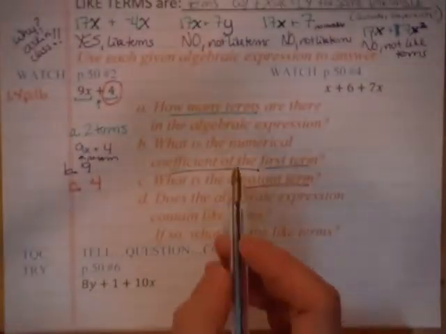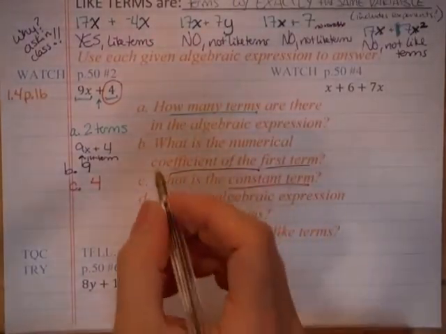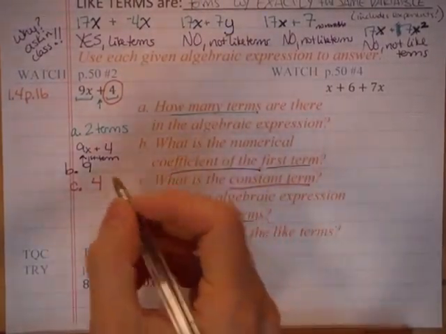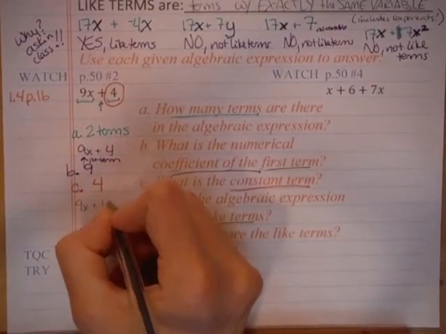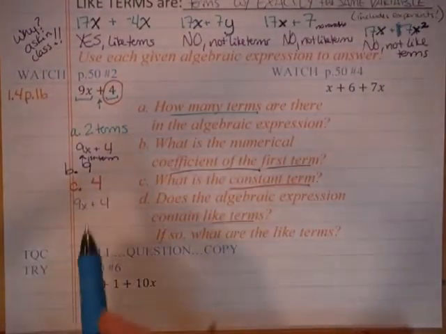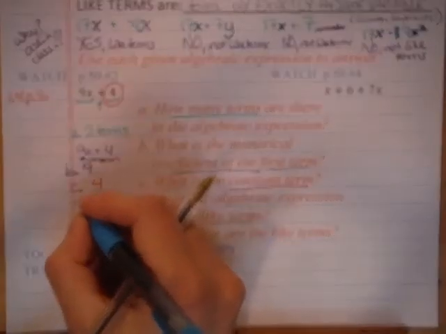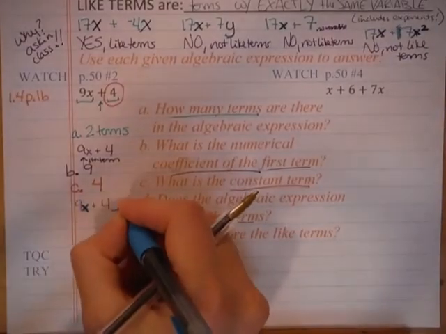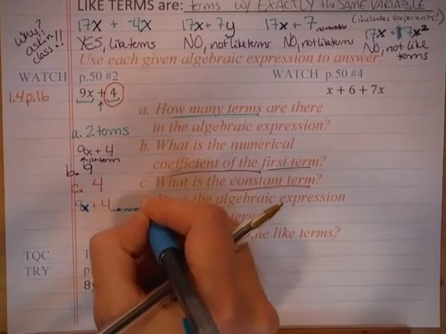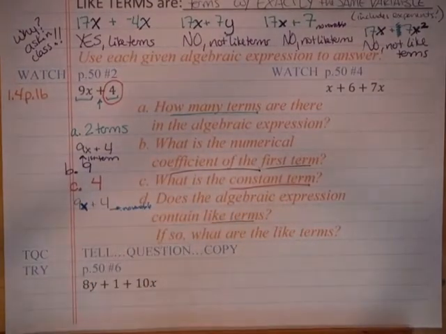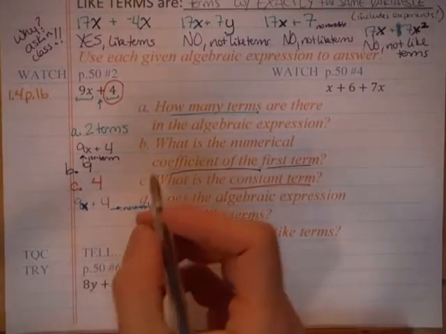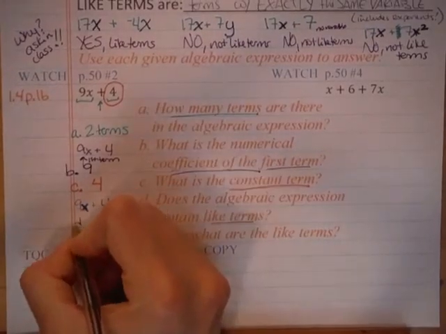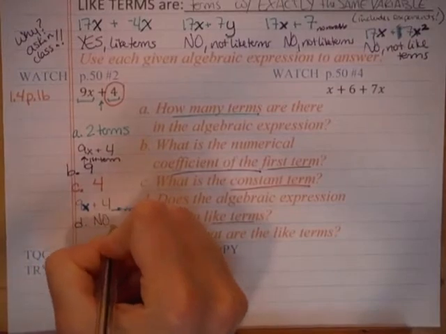Does the algebraic expression contain like terms? So this is a yes or no question. So I'll recopy it again. 9x plus 4. One term has an x. One of them has no variable. So they have to have exactly matching variables, including the exponent of the variables. They have to be exactly matching for it to be like terms. So the answer to D here is no. No like terms.